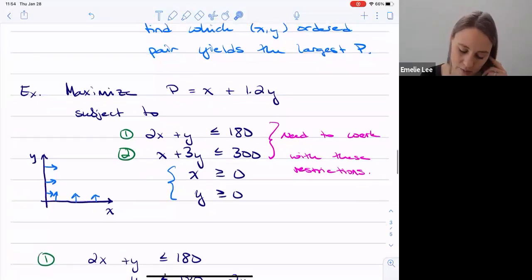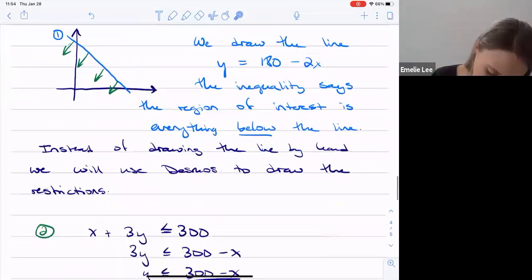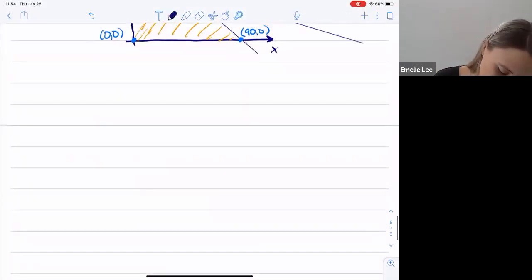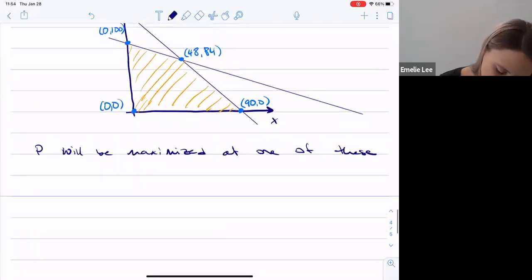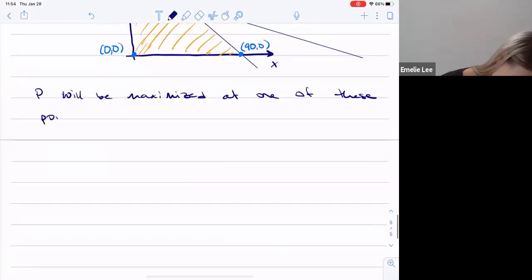So P is x plus 1.2y. P will be maximized at one of these points of intersection.